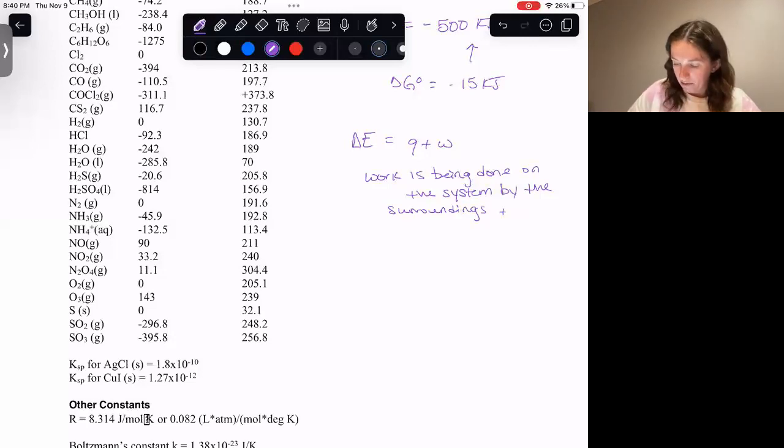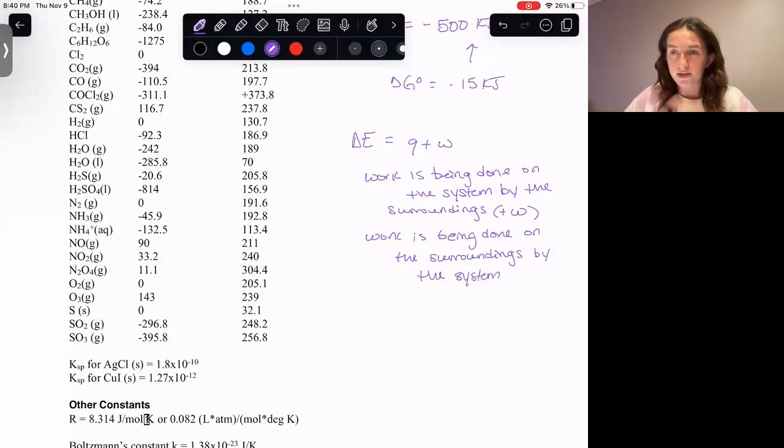Yes, this would be a positive W. So if work is being done on the surroundings by the system, the opposite of the first one, this would be a negative W. So if you put this into your delta E equation, delta E here would be Q plus W.